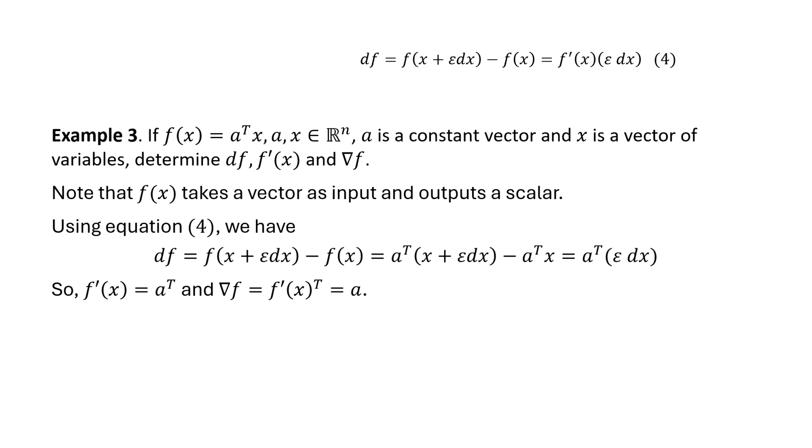Let's look at an example using the linear operator approach based on the definition of Fréchet differentiation in our equation number 4. So what we have here is a scalar valued function. It takes a vector and it outputs a scalar, so we call that a scalar valued function. And the definition is A transpose x. A and x are elements of Rn, so they're both vectors, and A is a constant, and x is a variable, or a collection of variables, x1 to xn. And we want to determine these three quantities.